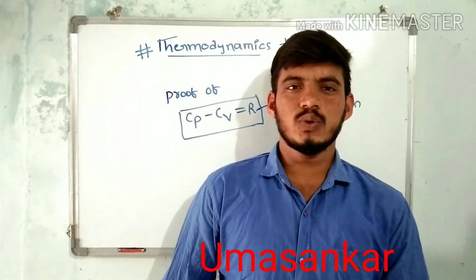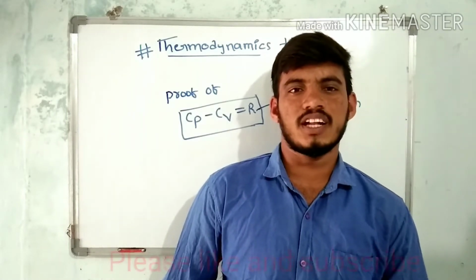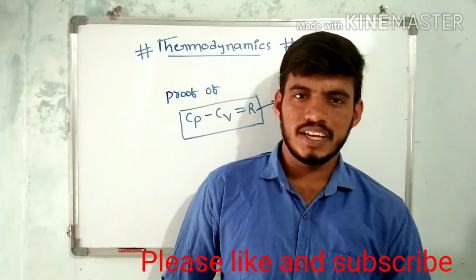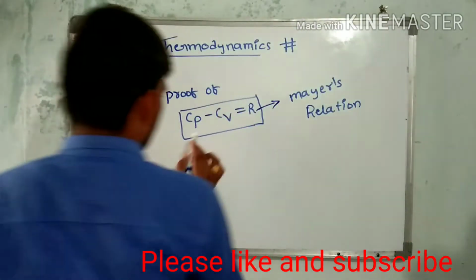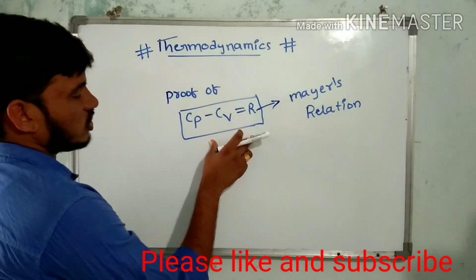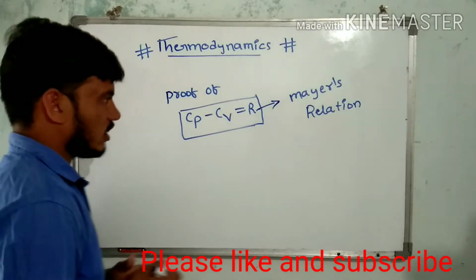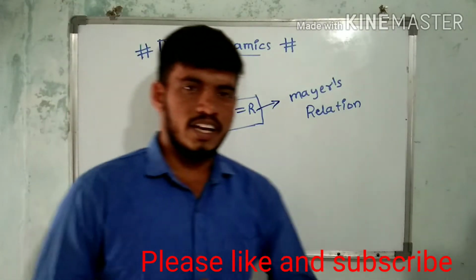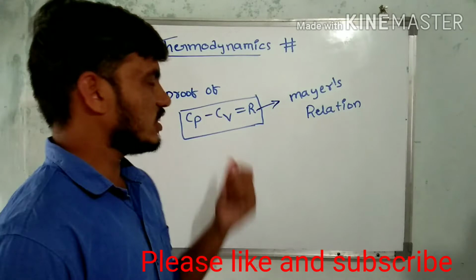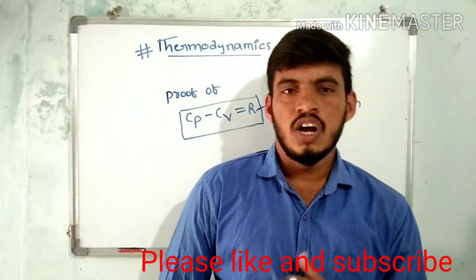Today we are going to discuss thermodynamics. One of the topics in thermodynamics is the proof of Cp minus Cv is equal to R. This relation is also called Mayer's relation. This relation is not important in competitive exams, but it is important from the examination point of view.